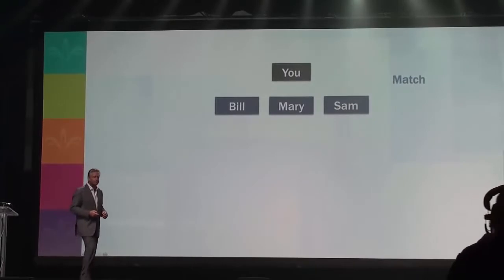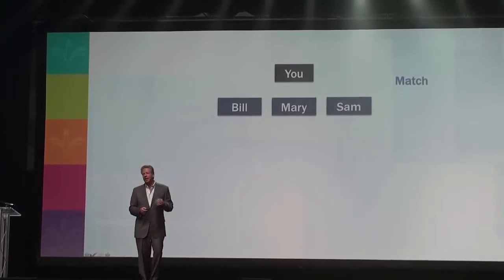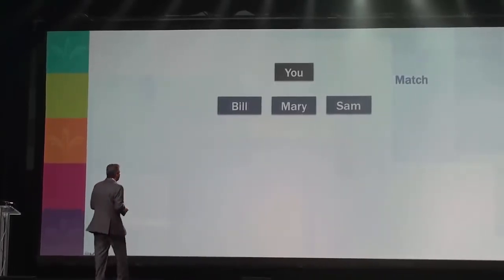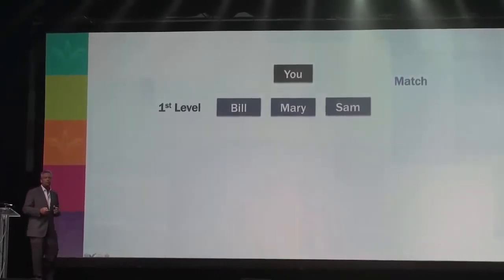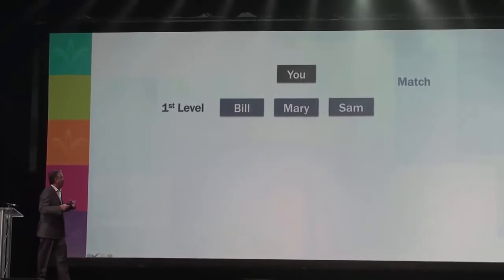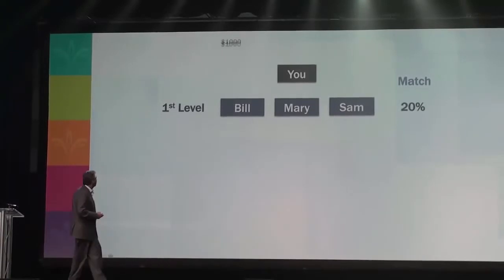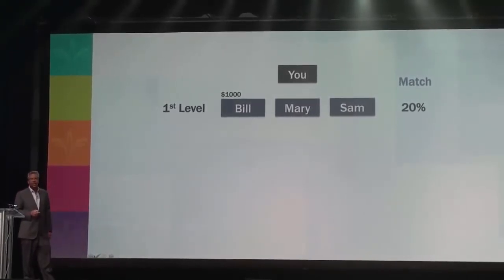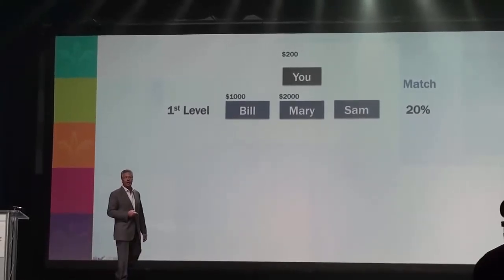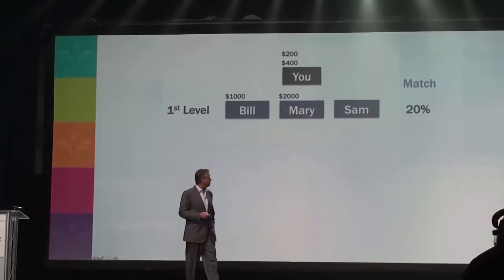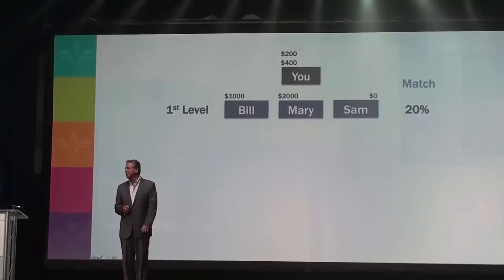And here's how this thing works. Bill's out building his left and right team, man. He's going to town, and he's making 35, 35, 35. And so Bill's on your first level, and so the company is going to pay you a 20% match on whatever Bill earns out of the team building every week. If Bill makes $1,000 for the week in team building, how much do you get? Check. The company sends you a check for $200. Mary makes $2,000 in team building for the week, how much you get? The company sends you a check for $400. Sam makes nothing, what do you get? Nothing.